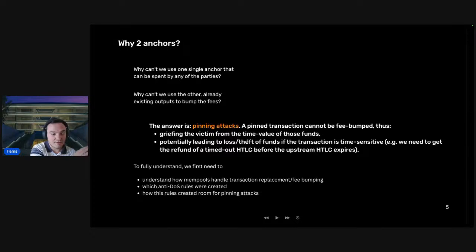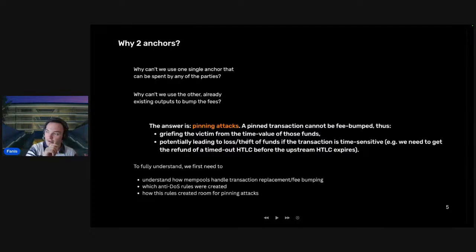But pinning attacks can also be used to, for example, steal funds from a victim. And one example of that is if the transaction is time sensitive. For example, we covered this in a few sessions before, I guess. In Lightning, when you are routing a payment, you are receiving an HTLC from a node that is before you in the route, and you're sending an equivalent HTLC to a node that is after you in the route.